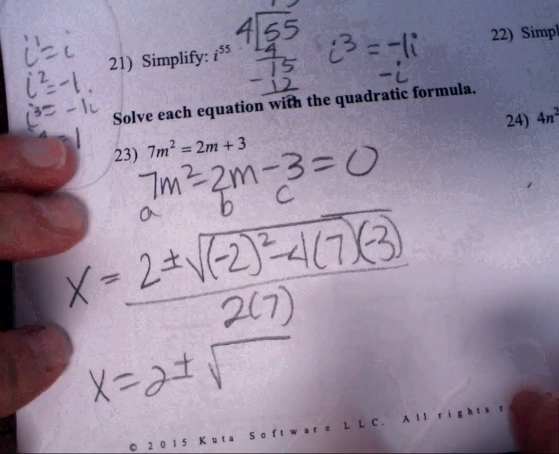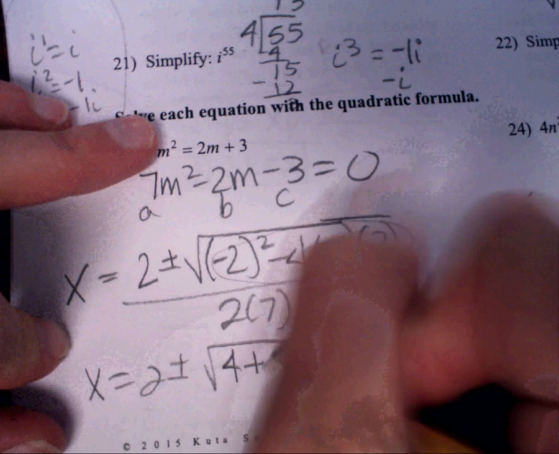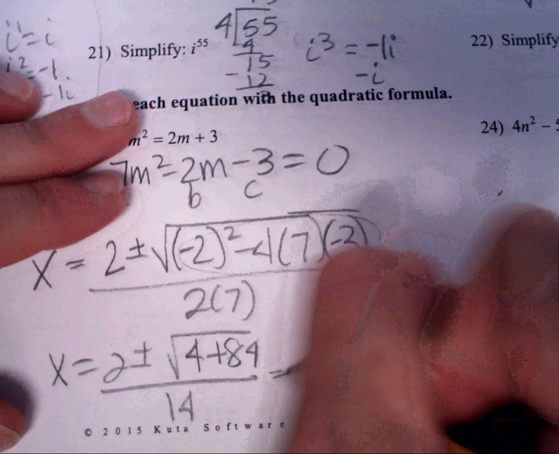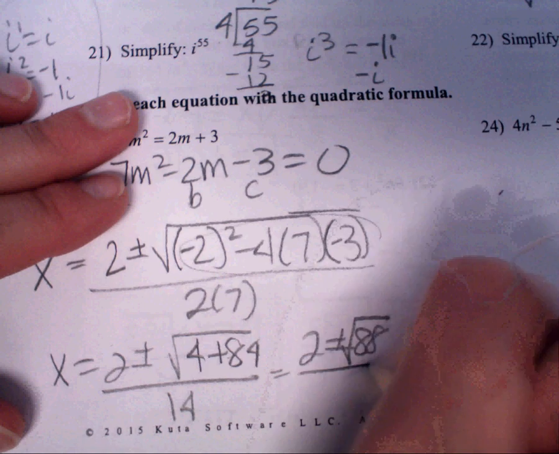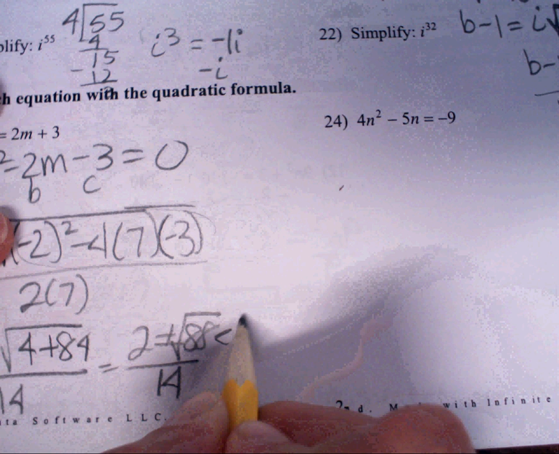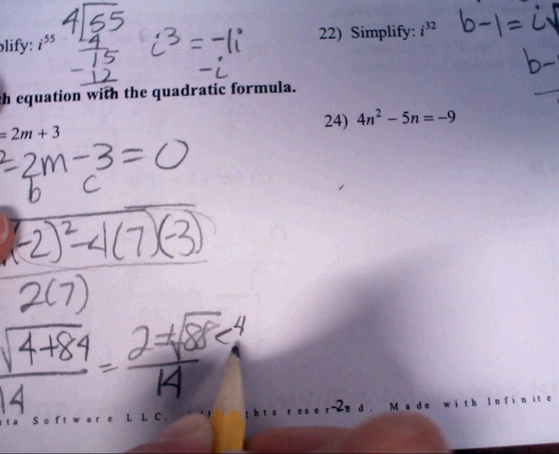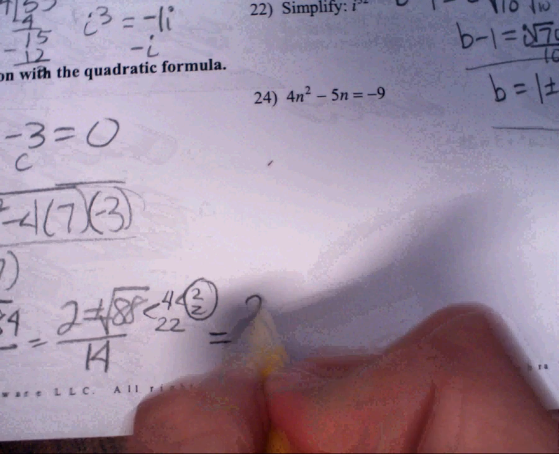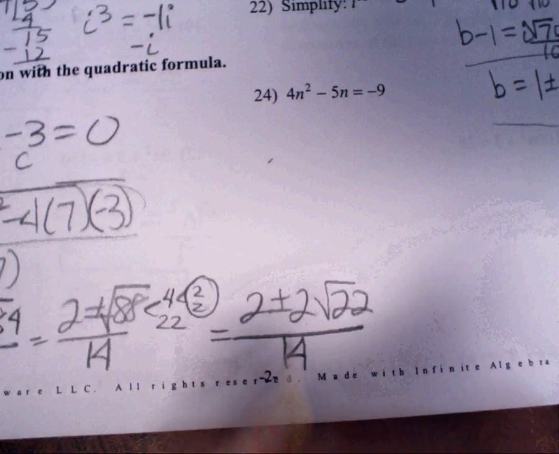So, once I do that, I want to simplify everything underneath. So that's 4 plus 84, whenever you multiply these 3, over 14. 2 plus or minus 88 over 14. Notice I'm working on this square root the whole time. Okay, and that's, what would that be? 4 and 22. So 2 plus or minus 2 square root of 22 over 14.